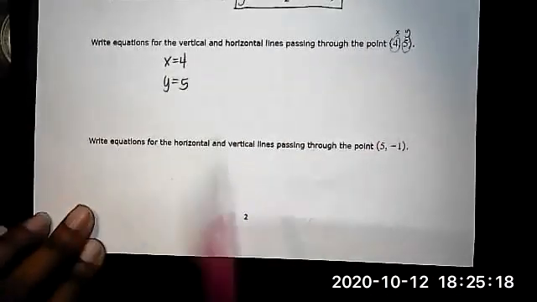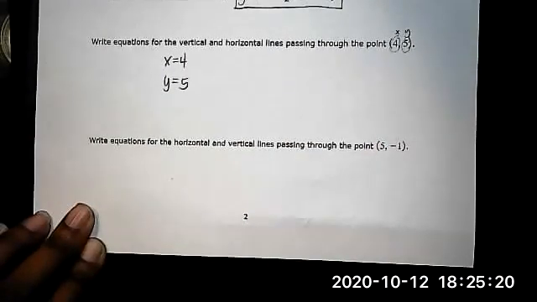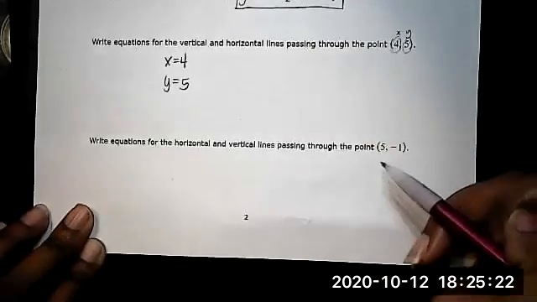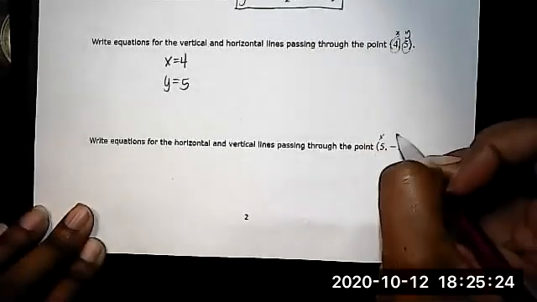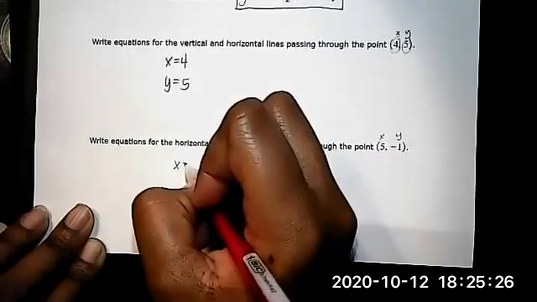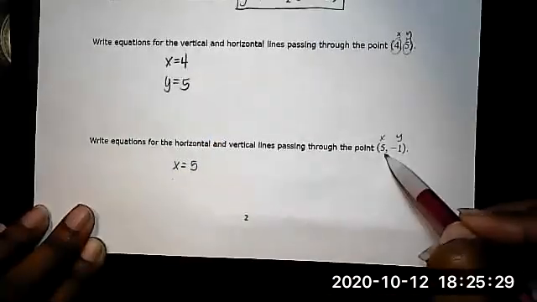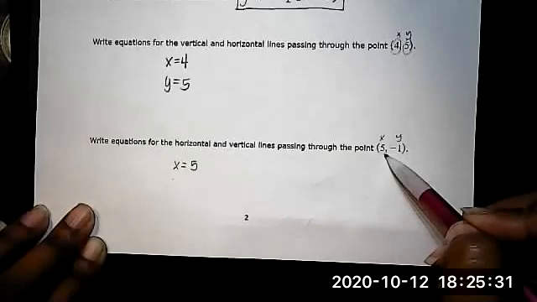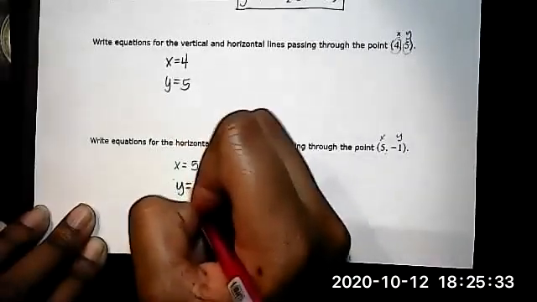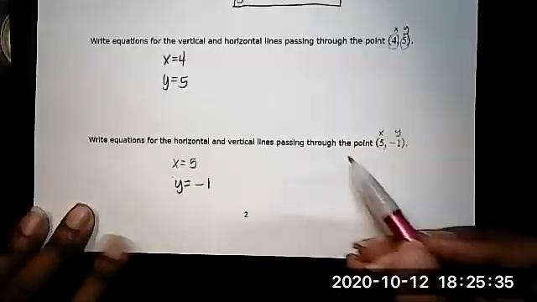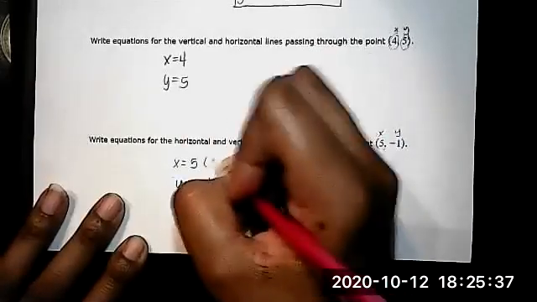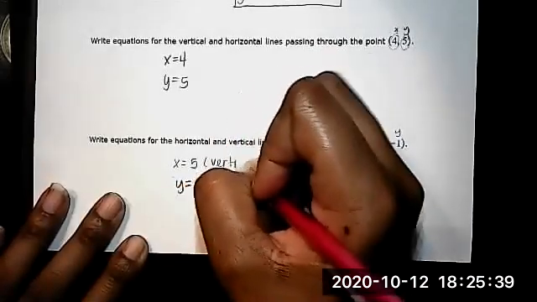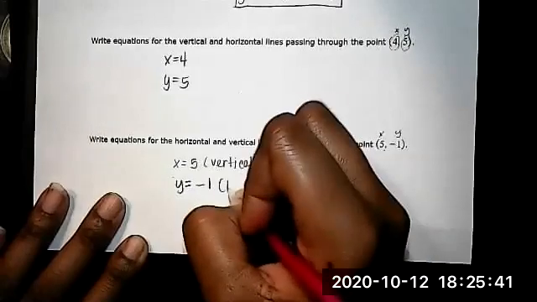Same thing here. Write the equations for a vertical line and a horizontal line that pass through the point 5, -1. So you have your x and y here. X equals 5 is the vertical line. Y equals -1 is going to be your horizontal. So this one is vertical. This is horizontal.